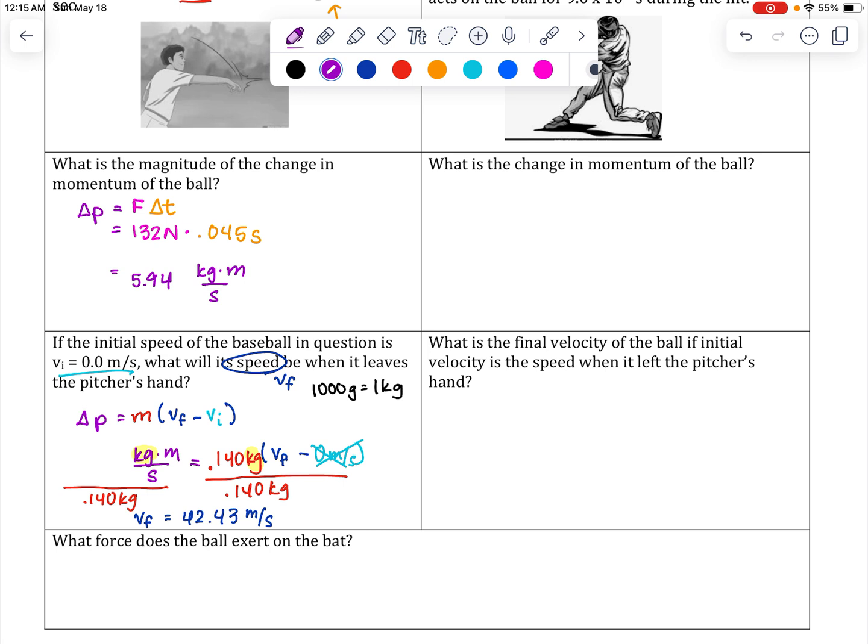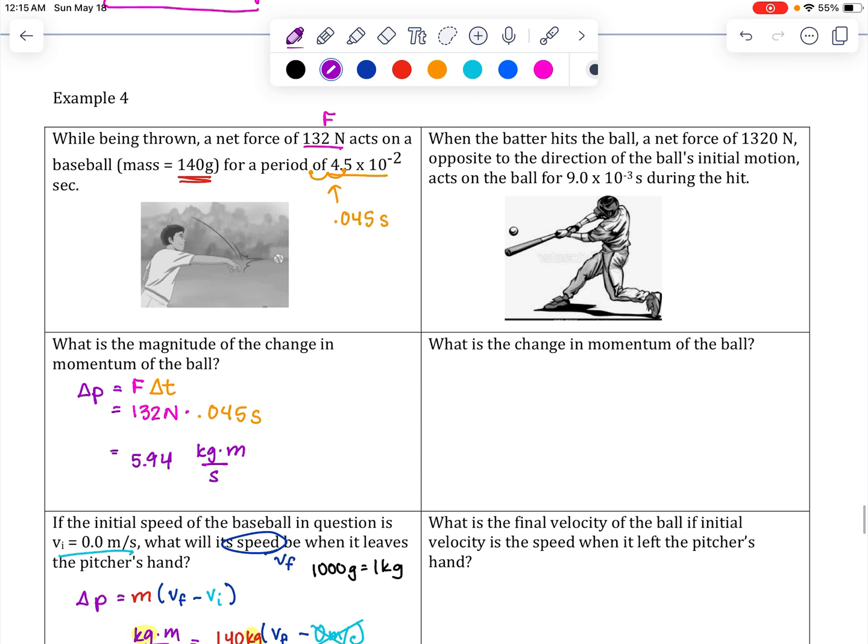So this final velocity, it leaves the pitcher's hand at 42.43 meters per second. Then it says when the batter hits the ball, a new net force of 1,320 newtons opposite the direction of the ball acts on the ball for this much time. Again, I don't love the scientific notation. That's a negative 3, so I'm going to go 1, 2, 3 to the left. This is 0.009 seconds. What's the change in momentum of the ball?